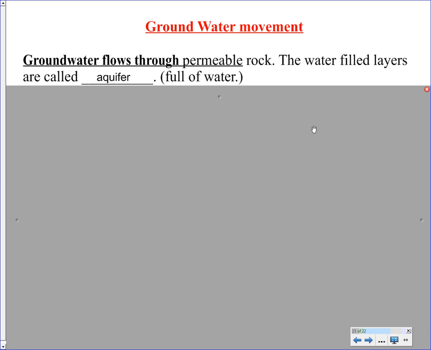So they're in cities and agricultural areas. It's how the water, remember the water goes down, it percolates, it gets down there, it goes through the aquifers, and that's where we get it from.